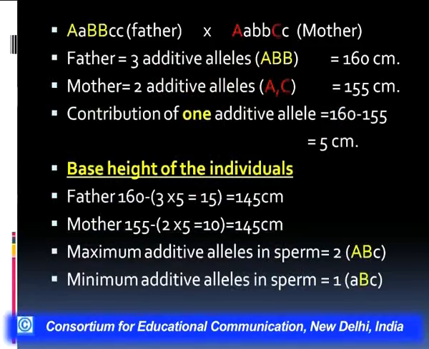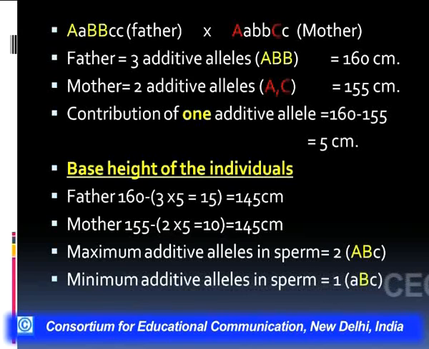It is a case of quantitative genetics. See, father has 3 capital alleles, mother has 2, and father can contribute in the sperm a maximum of only 3 capital ones and mother can only 2. So, if the ovum and sperm having the maximum alleles are fused, let us see what is the contribution of a dominant allele as such.